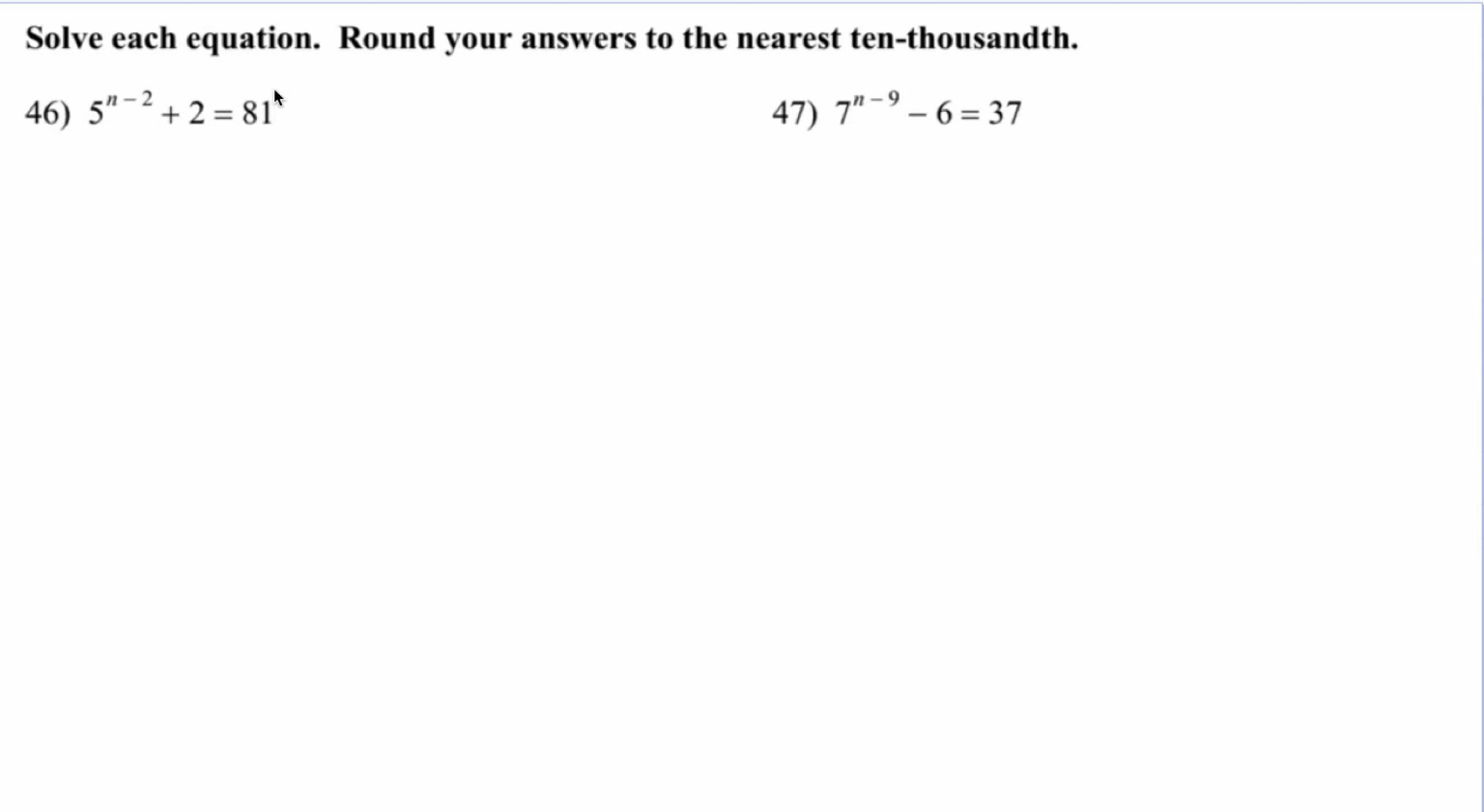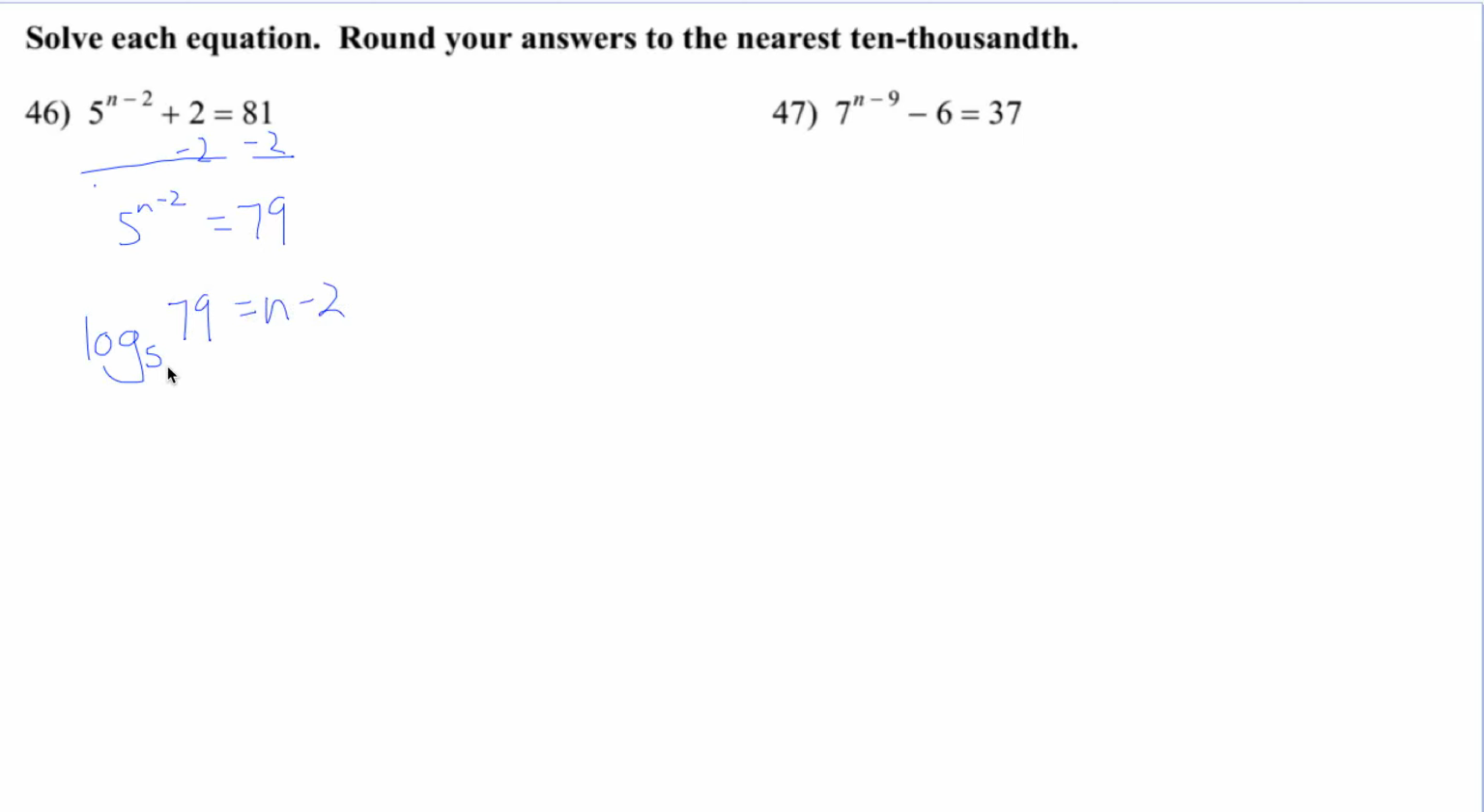We're solving now exponentials. Again, we want to get the exponential by itself, so we're going to subtract 2 from both sides. And we have 5 to the n minus 2 equals 79. Now what we're going to do is change this to log form. So log base 5, because the base of the exponent is the base of the logarithm, of 79 is equal to n minus 2.